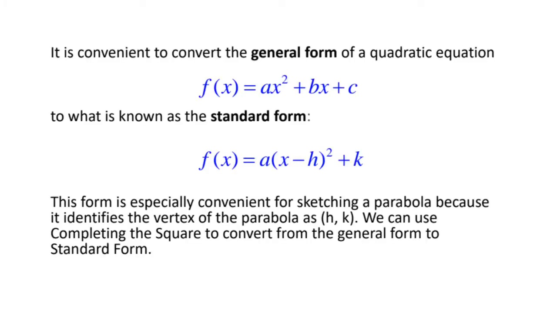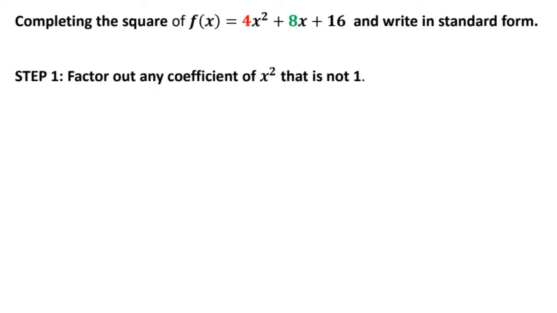Now, if we need to convert from general form to standard form, it's a process called completing the square. So let's go ahead and practice that. So let's look at this equation here, or function, excuse me. F of x is equal to 4x squared plus 8x plus 16. And we want to write this quadratic function in standard form. So this is the process, and we color coded a little bit so hopefully it helps out.